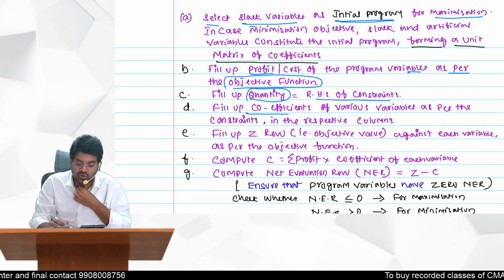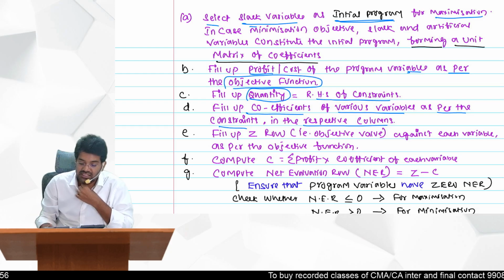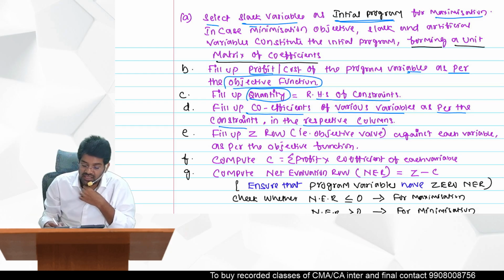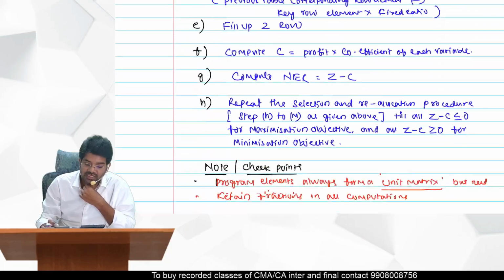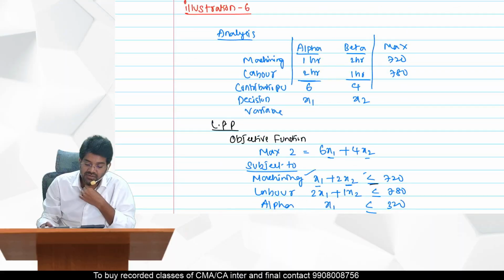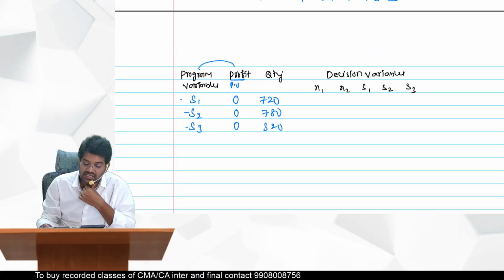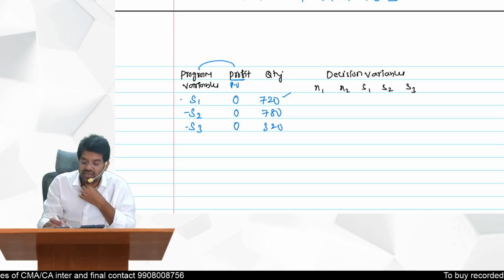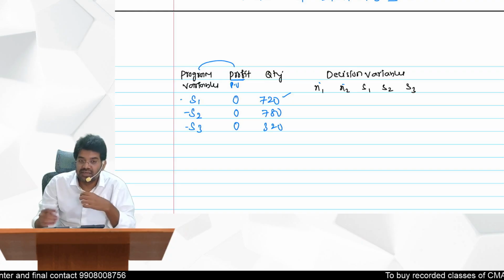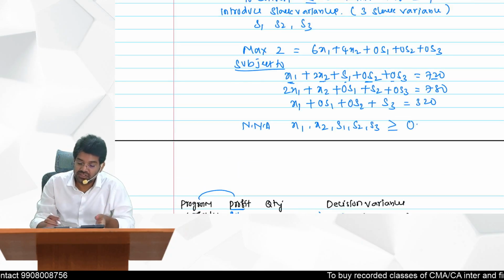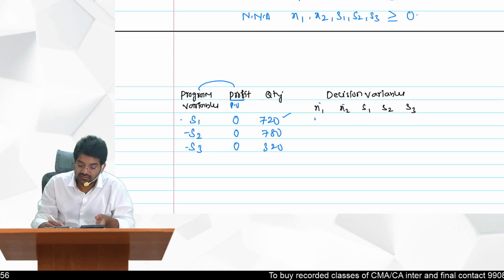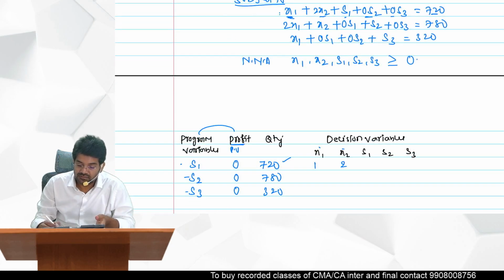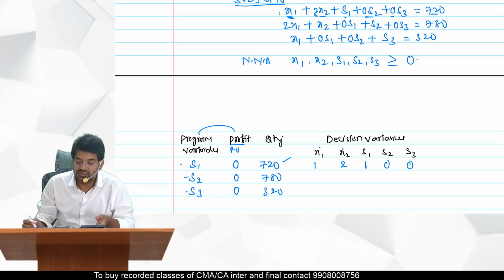Then the next thing is to fill up the coefficients of the various variables as per the constraints in the respective columns. We have taken 3 rows over here, S1, S2, S3, 3 slack variables. This is the first constraint. The equation's variables are x1, x2, s1, s2, s3, and we should take these variables' coefficients. So here the x1 coefficient is 1, the x2 coefficient is 2, the s1 coefficient is 1, the s2 coefficient is 0, and the s3 coefficient is also 0.